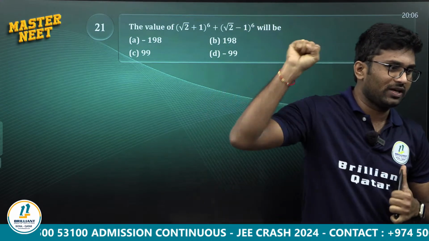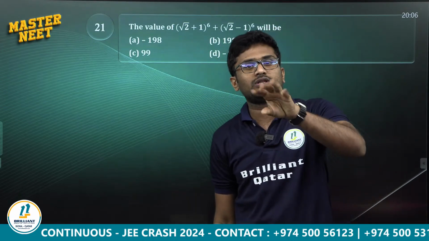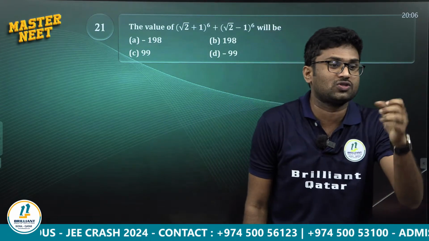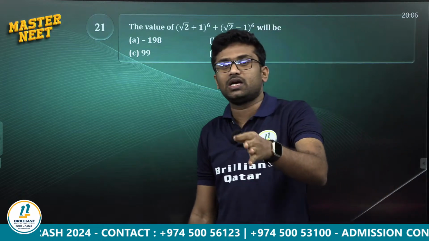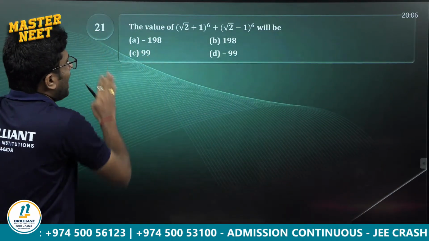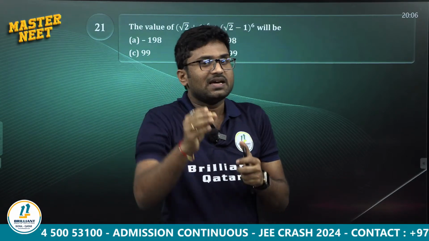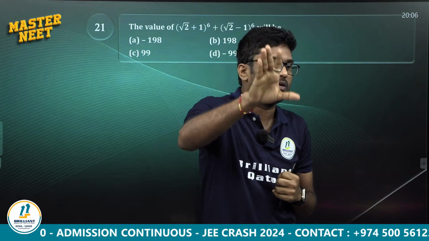We'll start this session. Coming to this question, this is one among the important models where we say conjugate. Already we have discussed such a question in the crash course. The value of (root 2 plus 1) whole power 6 plus (root 2 minus 1) whole power 6. This is just a basic concept of binomial expansion itself.